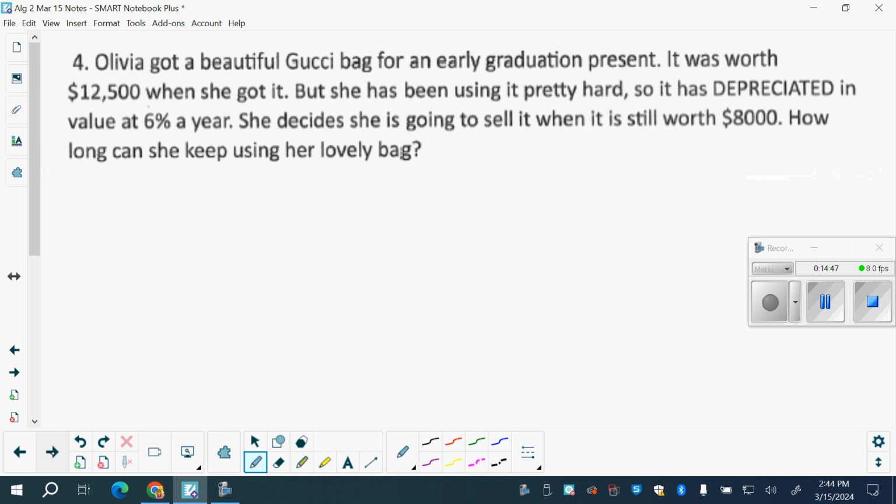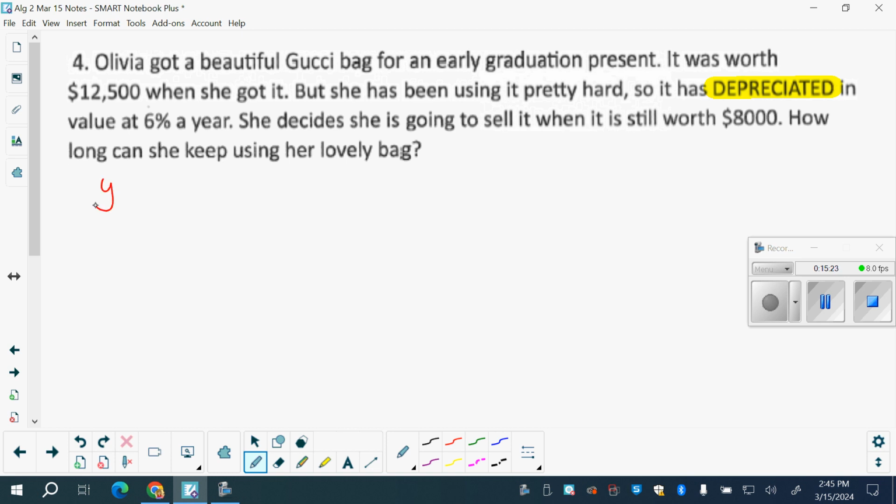Olivia got a Gucci bag for an early graduation present. It was worth $12,500 when she got it, but she's been using it pretty hard, so it's depreciated in value at 6% a year. She decides she's going to sell it when it is still worth $8,000. How long can she keep using her lovely bag? So growth or decay? It's decay. What's the word? Yep, that's the word. D something.